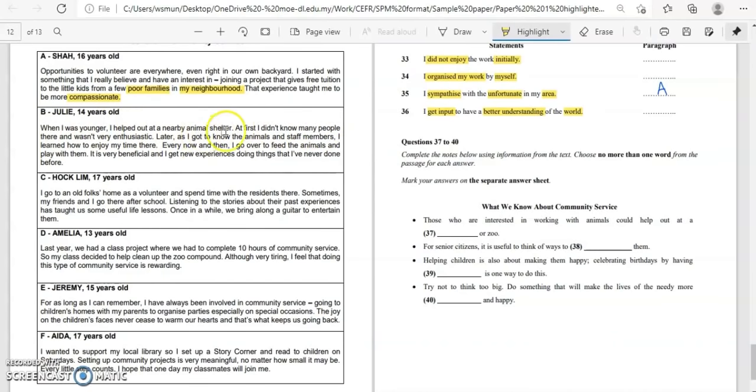Paragraph B. This phrase here, "at first, I didn't know many people there and wasn't very enthusiastic." At first, I wasn't very enthusiastic. Does this match with any of the statements here? Yes. At first has a similar meaning with initially. Okay. Wasn't very enthusiastic means he did not enjoy. Right? Okay. So we know that the answer for question 33 is B.